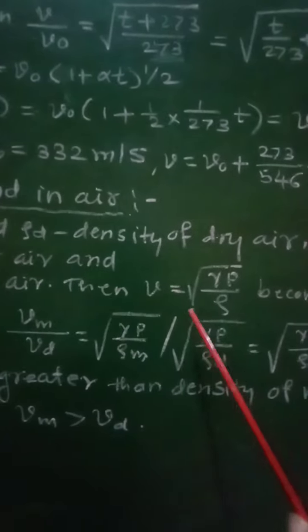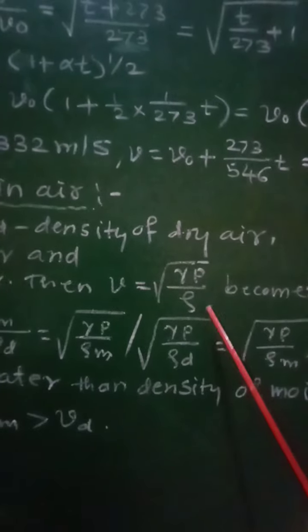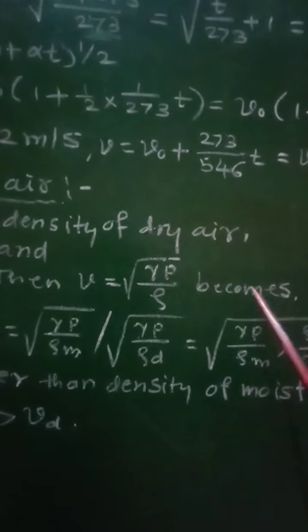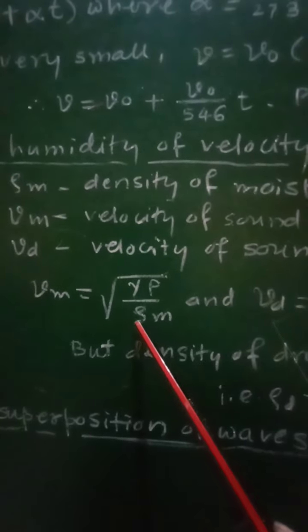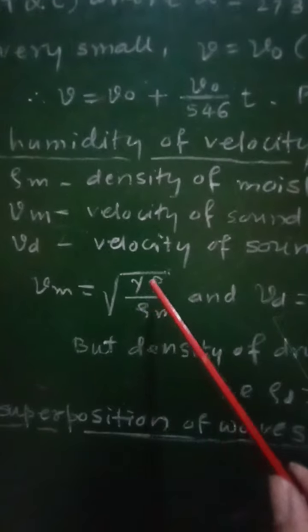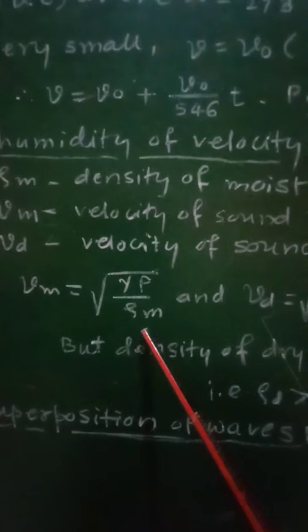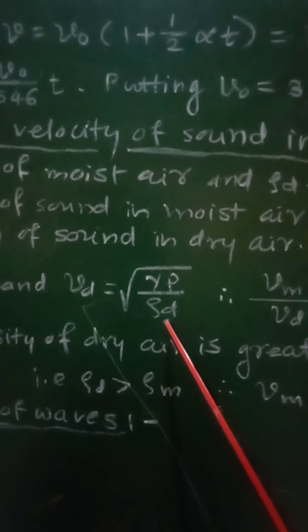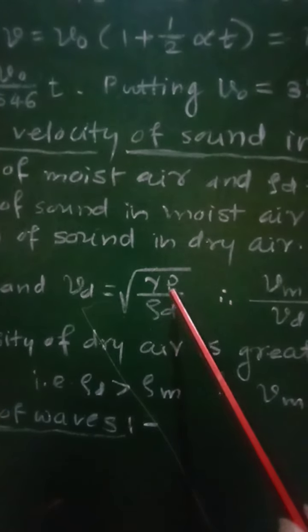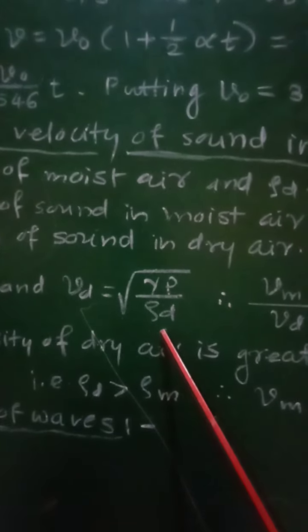Then phi is equal to square root of gamma p by rho. This equation now becomes phi m equal to square root of gamma p upon rho m, and phi d is equal to square root of gamma p upon rho d.